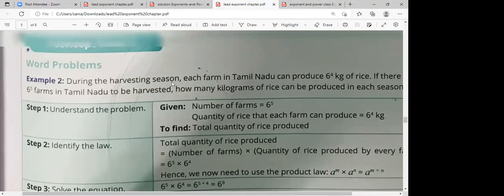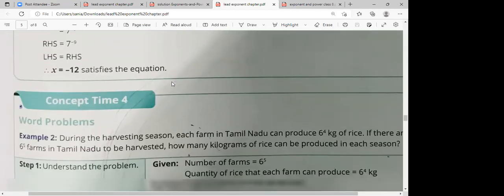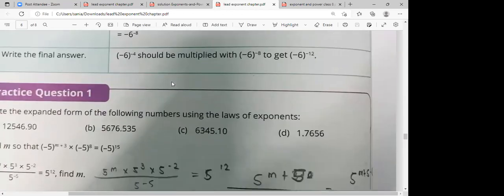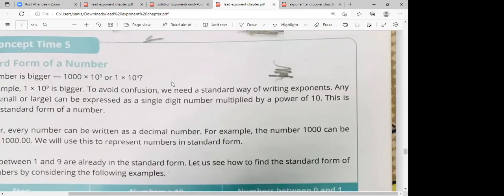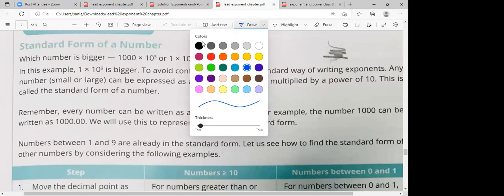So we'll just, okay, wait. You can see it in my screen. This one, standard value. Yes, ma'am.